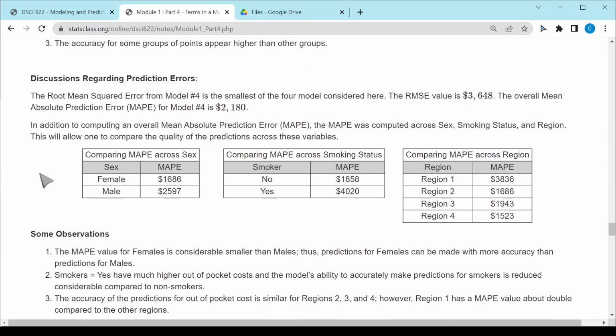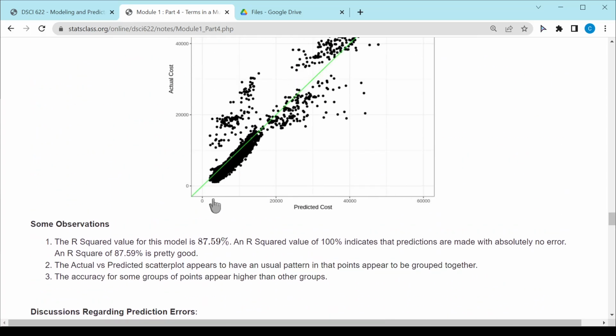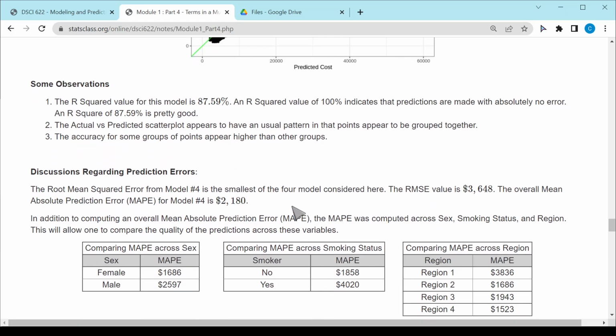Let's talk a little bit about the prediction errors and how large they are. My root mean square error for Model 4 is about 3,600. My mean absolute prediction error is down around 2,200. And again, if you're looking at how big these values are, they are going from about 3,000 up to 60,000. To do that within $2,000 is a pretty accurate model.